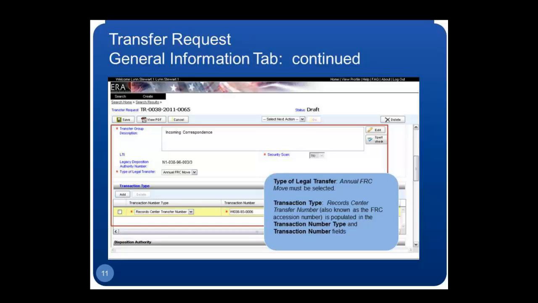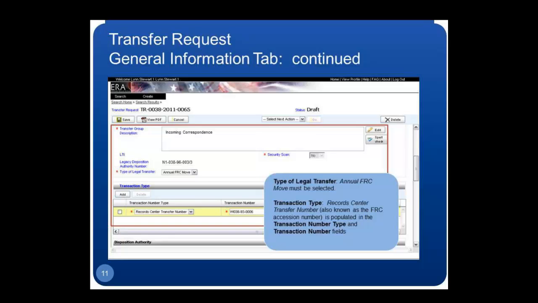The transaction number type is actually quite important for agencies and for NARA because it indicates that this is indeed a record center transfer number, and the transaction number, in this case I believe it's the transaction number from the Washington National Records Center, will appear in ERA exactly as it appears in ARCIS. So you will be able to match up your ARCIS transfer numbers with the information in your transfer request in ERA because those two numbers match precisely.